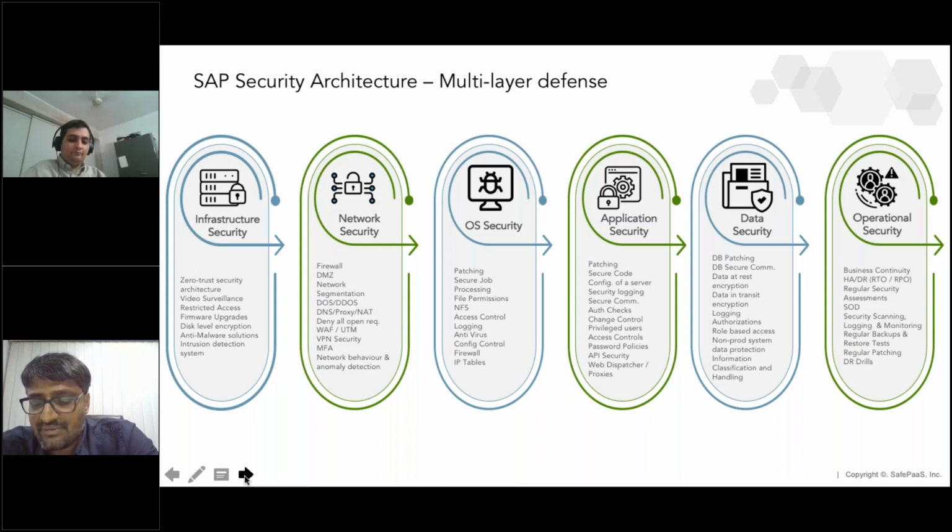And regular patching is very much required. That's what we already discussed in all the layers. And DR drills, that's another important thing. You need to periodically have the DR drills. These are all the different layers that you can think about in terms of evaluating your security aspects, what is there and what is not there. Based on that, you can plan your revision to the security architecture.